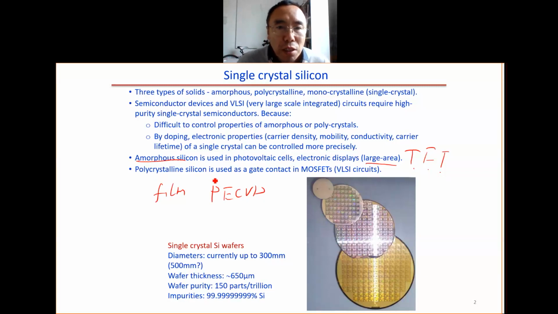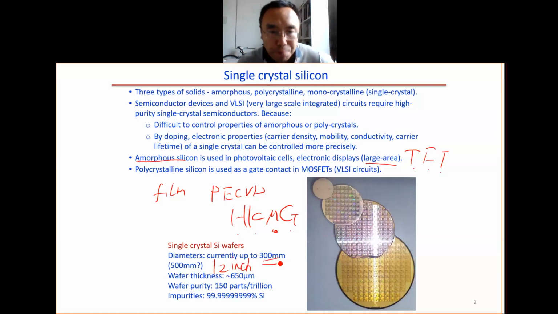Polycrystal was used for the MOSFET gate, but nowadays we use HKMG, the high-K material metal gate. So nowadays we use a metal gate, no longer a polycrystal silicon gate. Today the wafer size for production is 12 inch, 300 millimeter.